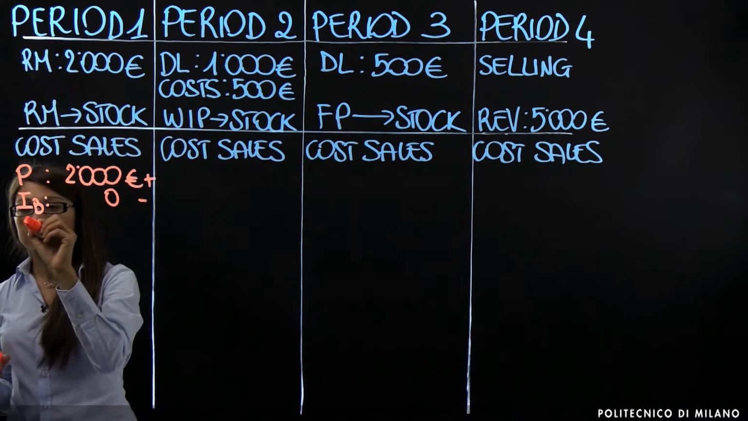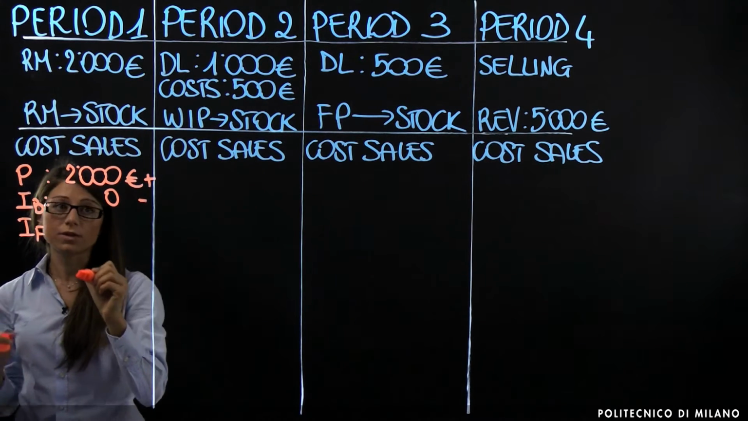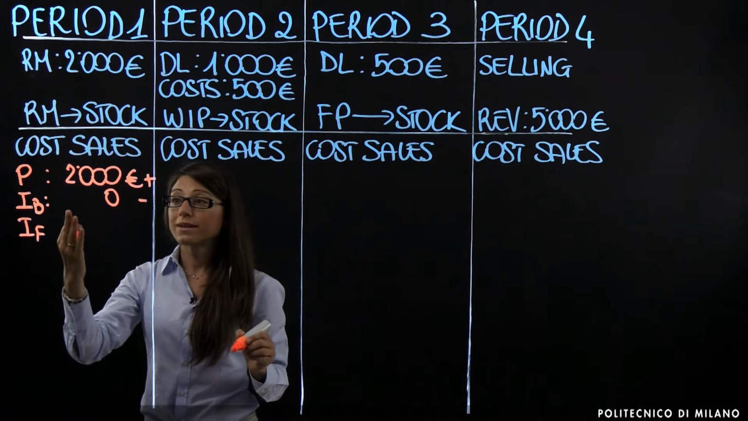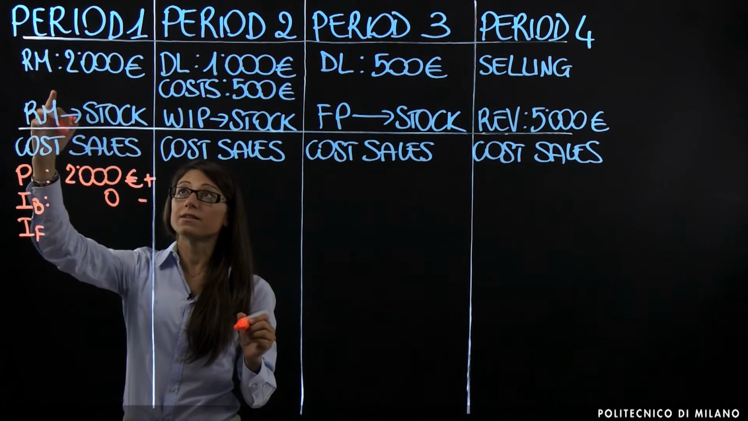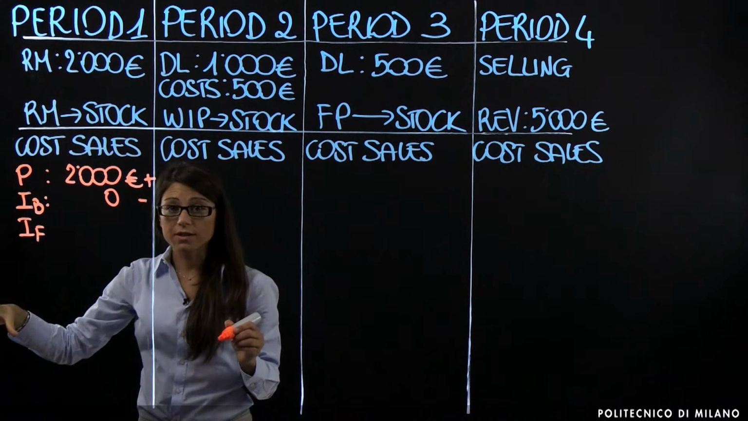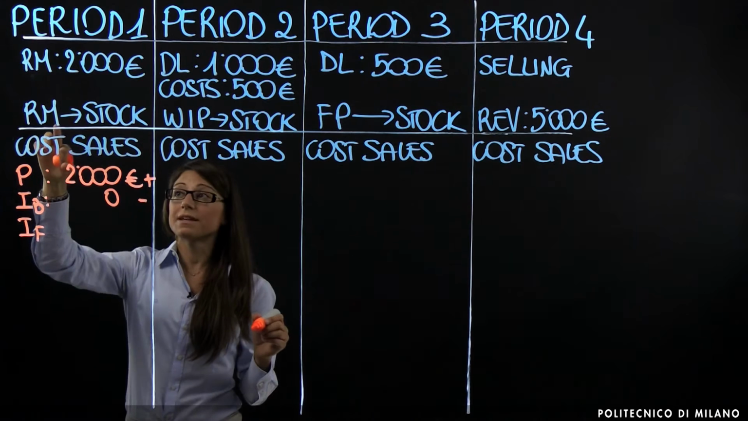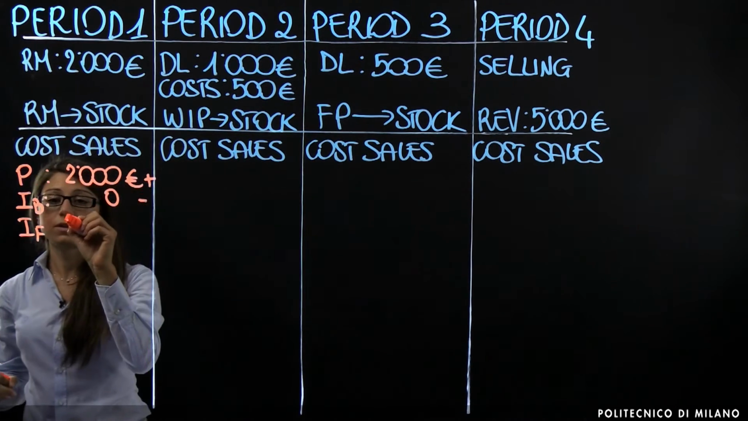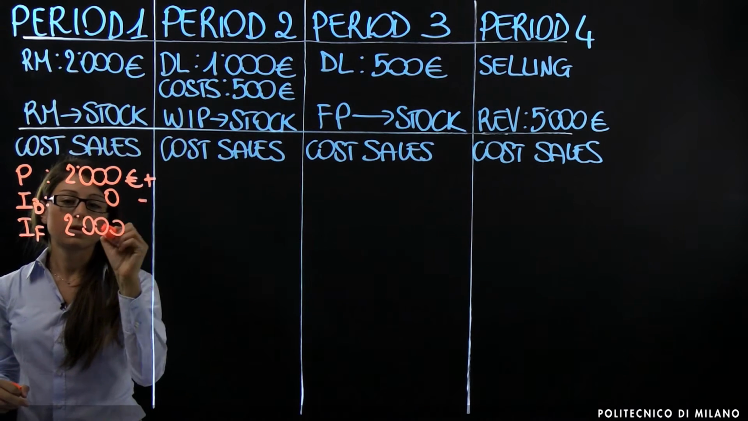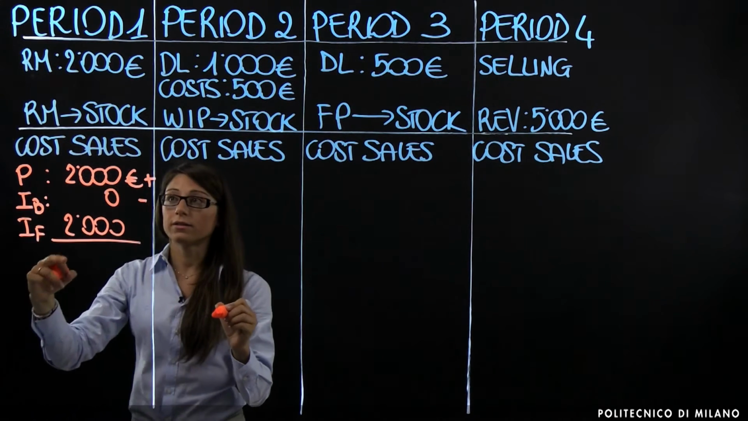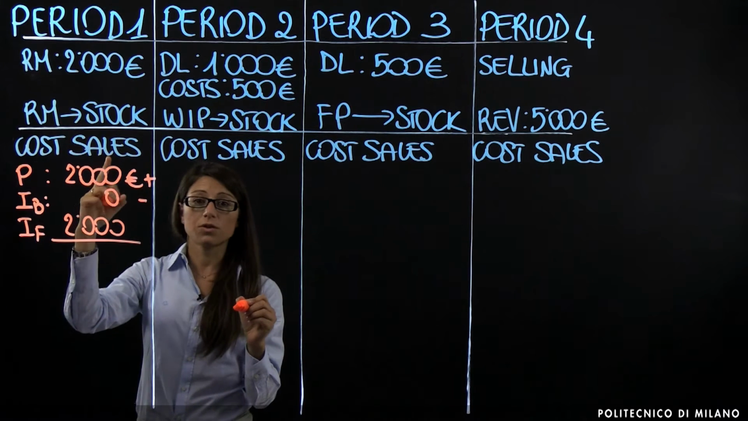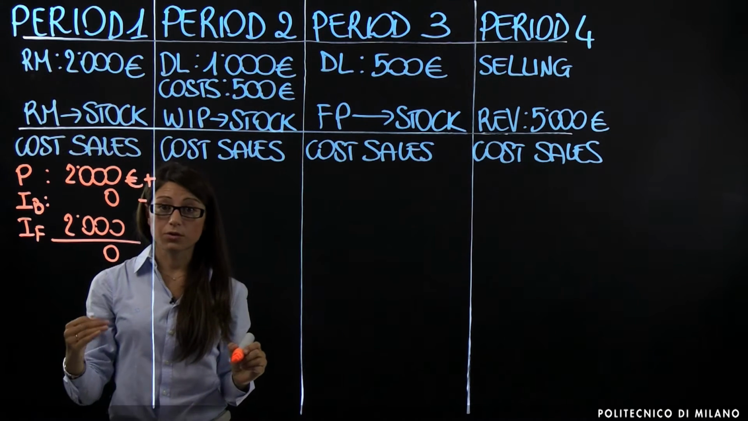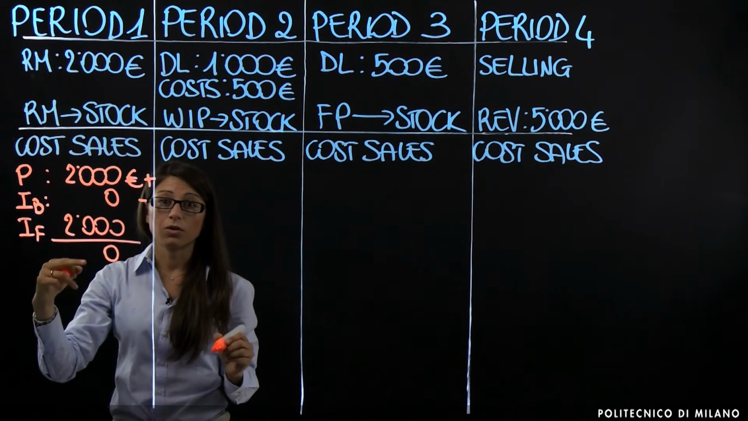Minus the final inventories, so the inventories at the end of the period. Do we have any inventories at the end of this period? Well, the answer is yes, because these raw materials are not used. They are just purchased and then put in the stock. So the amount of inventories at the end of the period is exactly the value of our raw materials, 2,000 euros. So if we calculate the cost of sales at the end of period 1, it is 0.